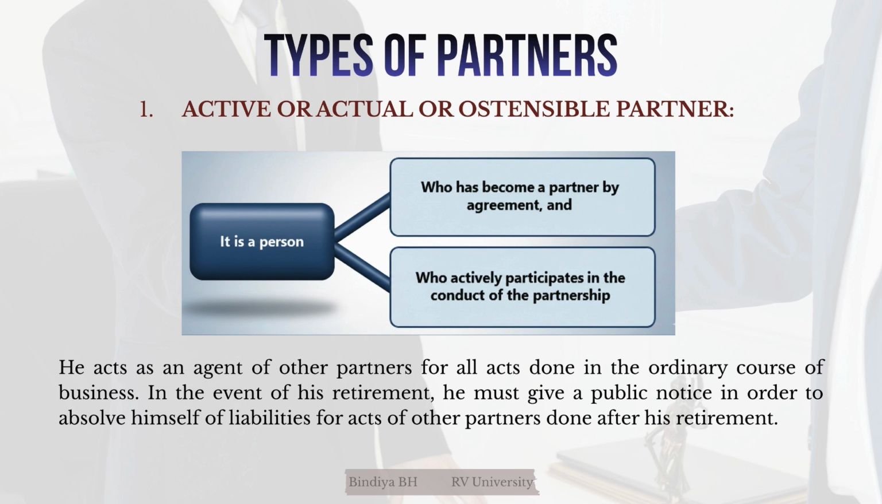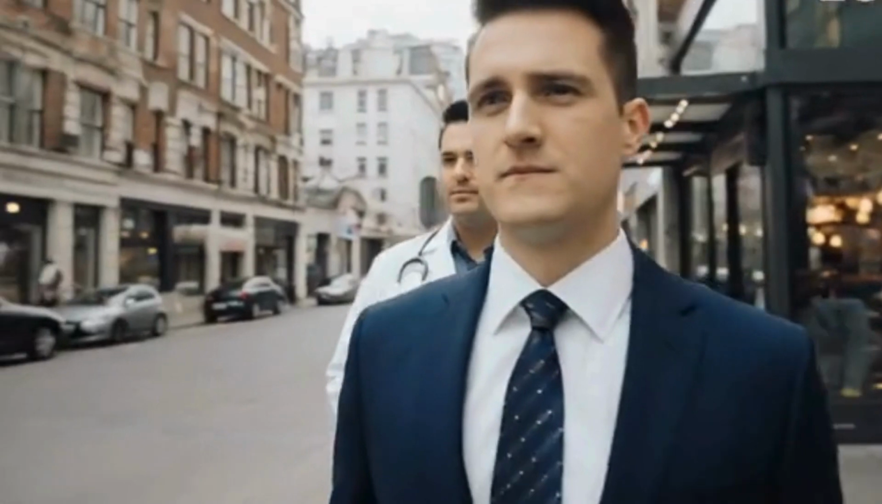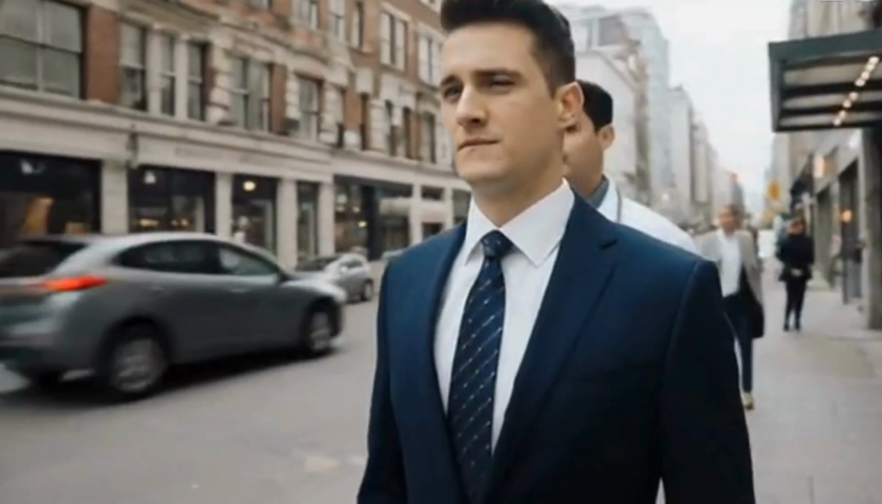Then we also have a partner called a sleeping partner or a dormant partner. Now, who is a sleeping partner? A partner who invests capital and shares the profits, but does not take part in the management, is called a sleeping partner or a dormant partner. For example, a doctor invests in a restaurant but does not manage it at all. So, here the doctor will be called a sleeping partner or a dormant partner.